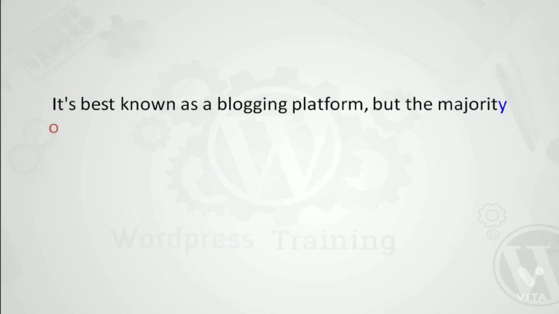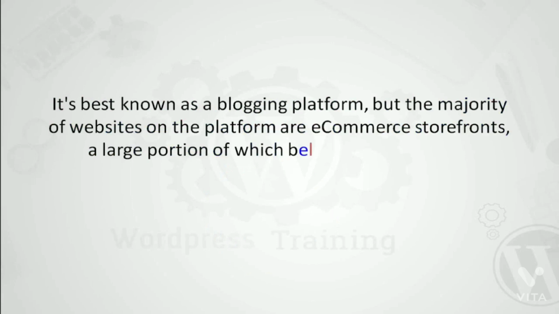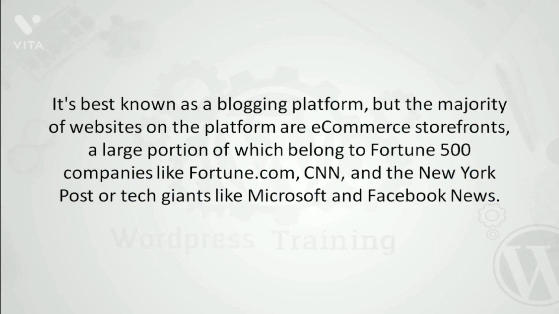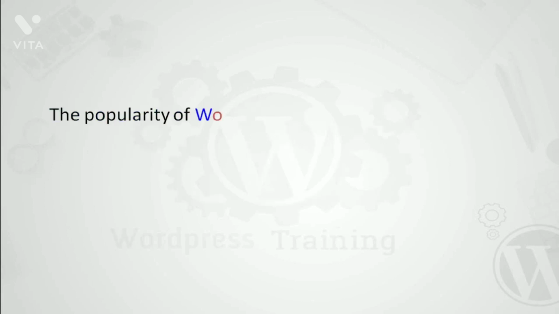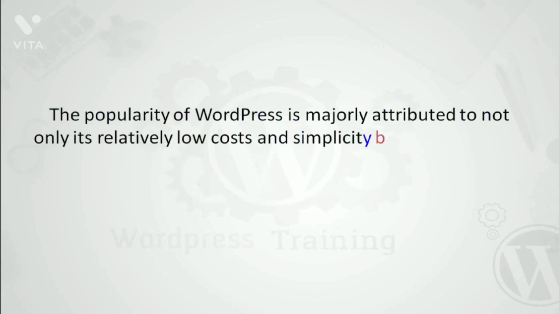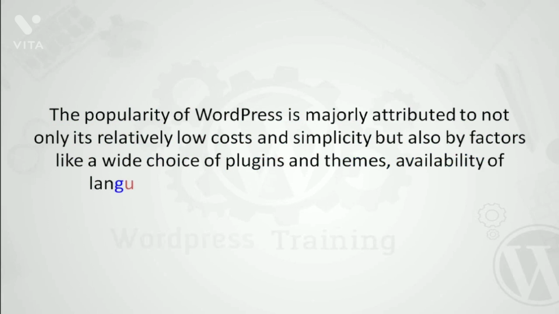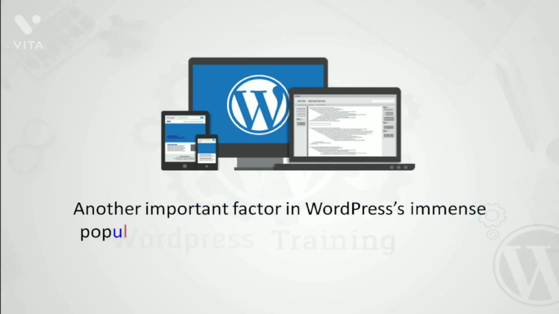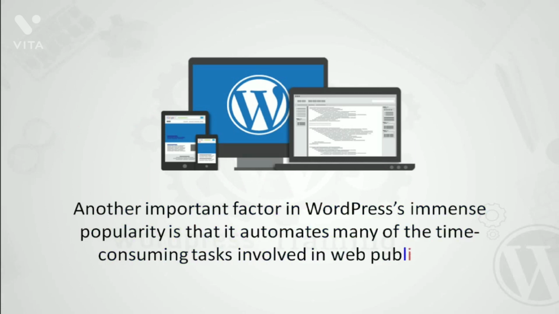It's best known as a blogging platform, but the majority of websites on the platform are e-commerce storefronts, a large portion of which belong to Fortune 500 companies like Fortune.com, CNN, and the New York Post, or tech giants like Microsoft and Facebook News. The popularity of WordPress is majorly attributed to not only its relatively low costs and simplicity, but also to factors like a wide choice of plugins and themes, availability of language packs, security, and SEO friendliness. Another important factor in WordPress's immense popularity is that it automates many of the time-consuming tasks involved in web publishing.